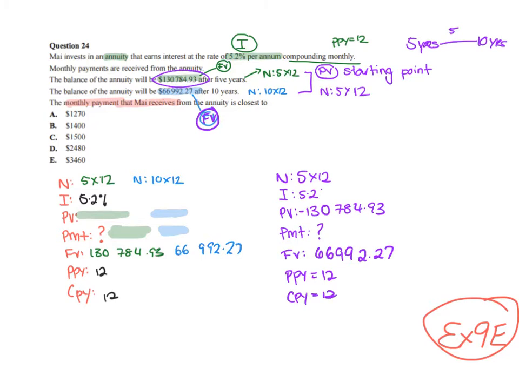Okay, so we can see now that this is our only one we don't know, and you'll pop that into Finance Solver. So let's go do that and see what we get. Okay, so we found on Finance Solver that it is 1,500.